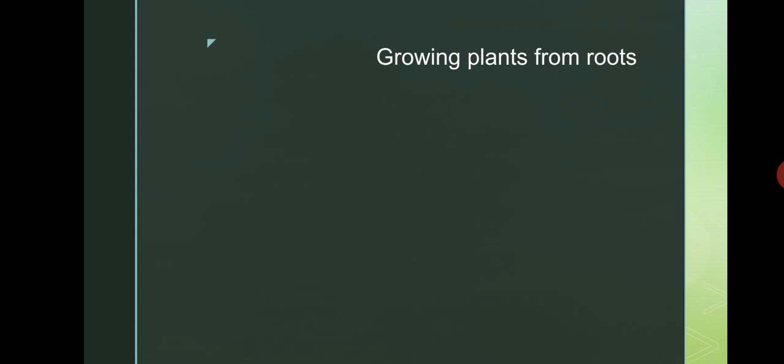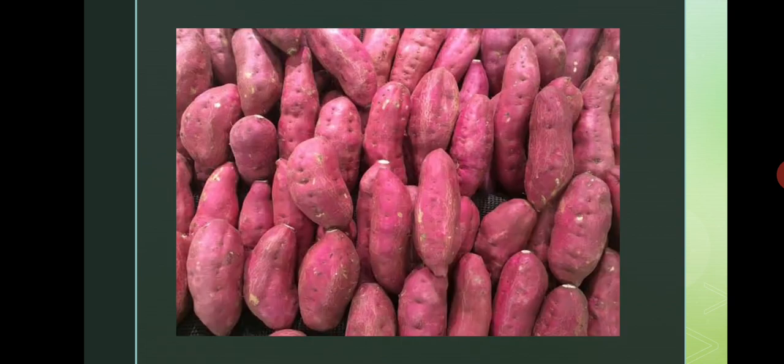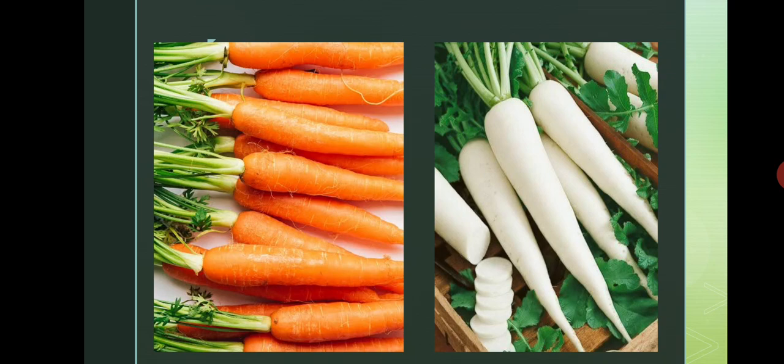Now, growing plants from roots. Sweet potato, carrot, radish, etc. can develop new plants from their roots. Look, this is the picture of sweet potato. Its taste is sweet. This is the picture of carrot, and this is the picture of radish.